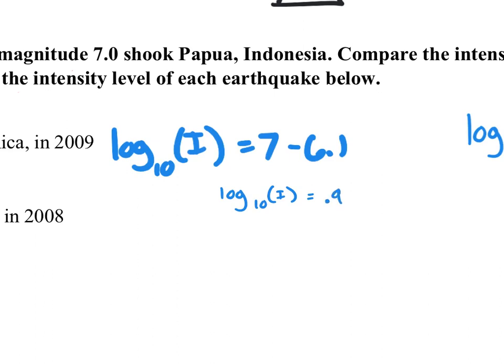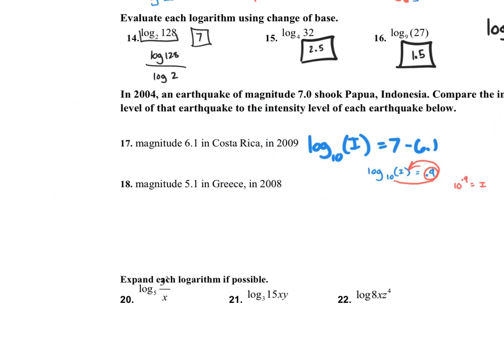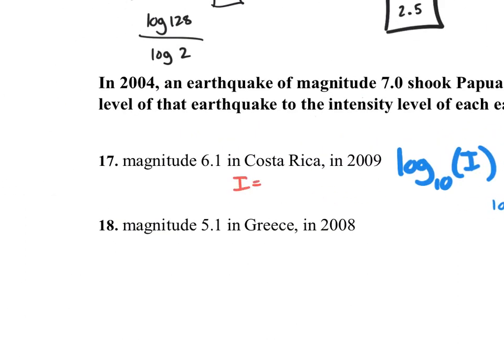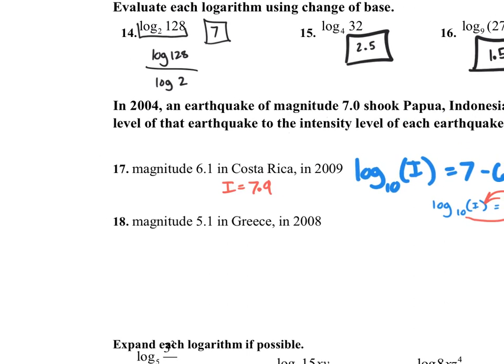And then this is where we need a loop and swoop to where we do 10 to the 0.9 power is equal to the difference in the intensities. And when we do that, we get the difference intensity on this one is 7.9. Right? So an earthquake of 7.0 is 7.9 times as powerful as an earthquake of 6.1.